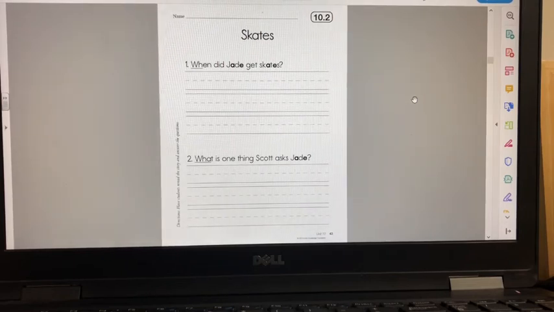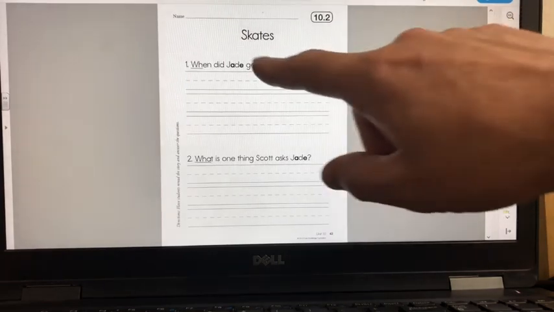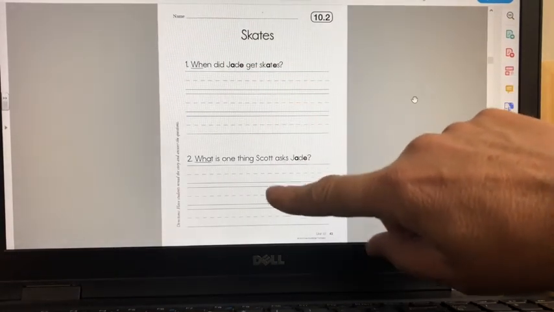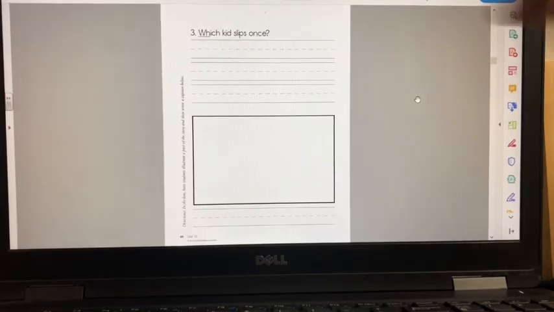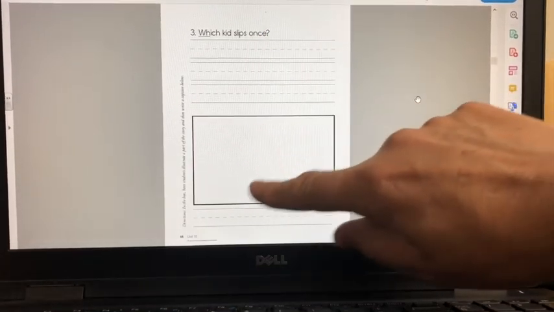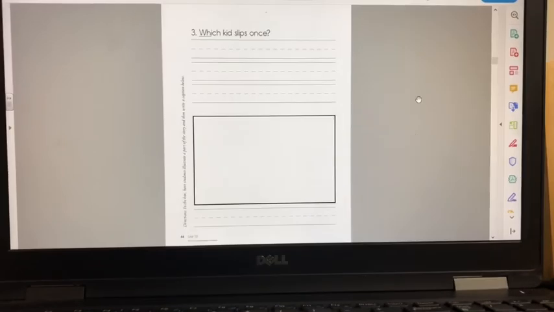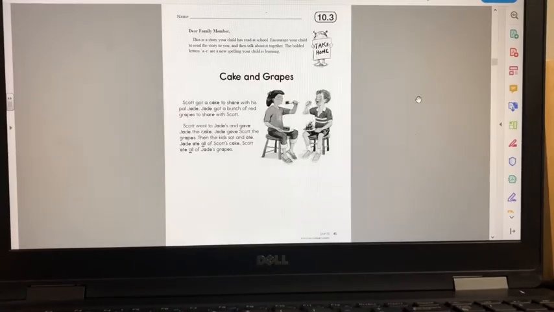Okay. I want you to do worksheet 10.2. That is about skates, the story we just read. 2 questions here. And then 1 question on the back for you to write, and then draw a picture and write a sentence about skates. All right. And then you also get the story Cake and Grapes to read. 10.3, you can pull that out. Okay? All right, that's it for reading. I will see you guys in math.